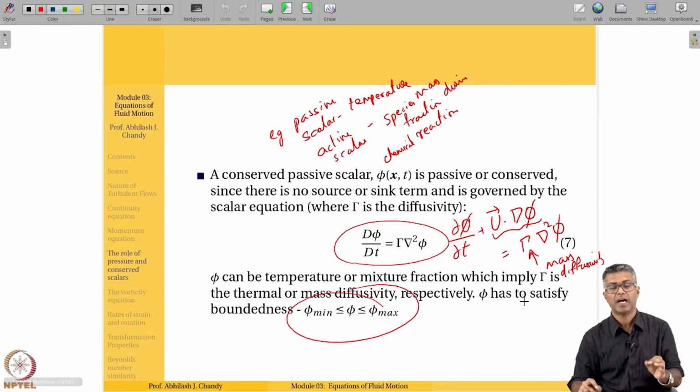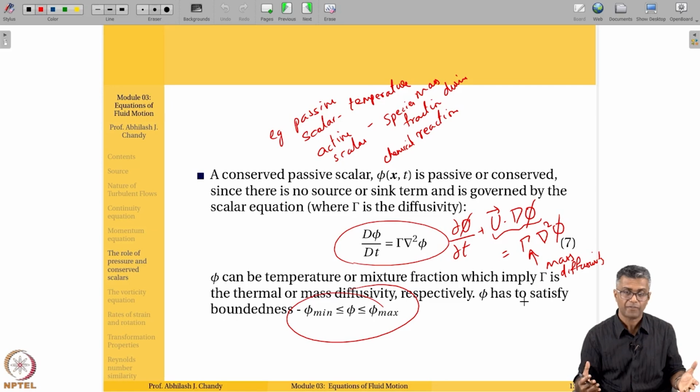Then finally we had the equation for the conserved scalar. This is not there in every scenario, but let's say the fluid is coming in hot, there is heat transfer involved. This is an equation that you would have to consider. So these are the equations of motion that we are going to solve. In the next class, we are going to consider an additional equation, which is again a derived equation, the vorticity transport equation. And we will derive that in the next class.